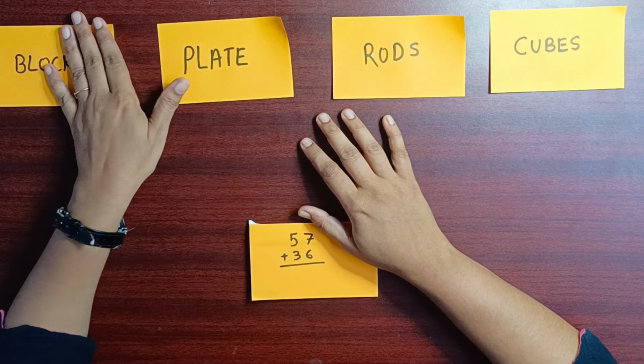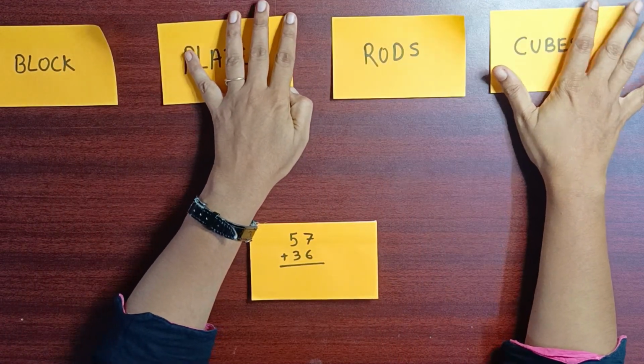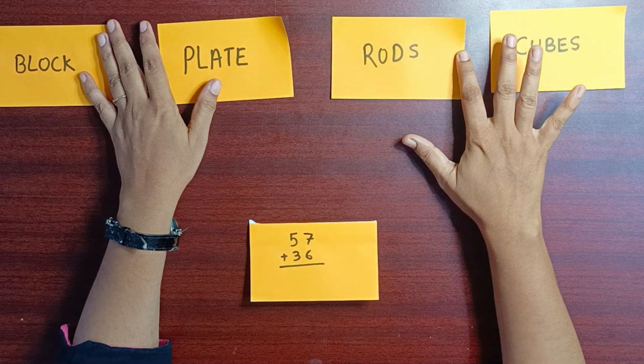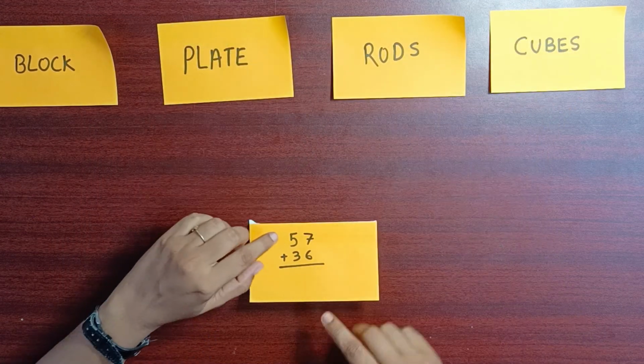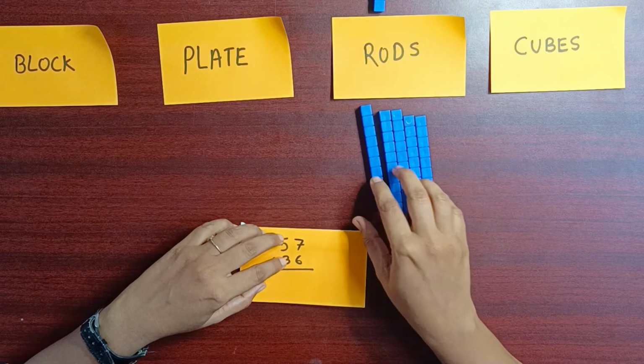So in this video, we are going to add two numbers together which involves carry forward. To start with, let's do a simple addition. I want to add two numbers 57 and 36 together. For that, I will just form these numbers using rods and cubes.